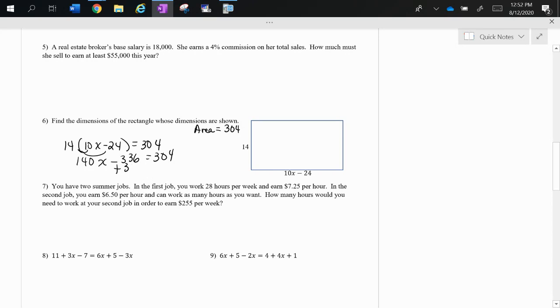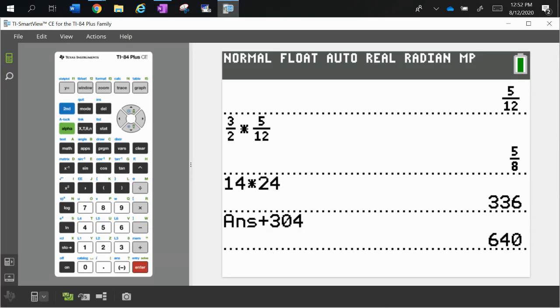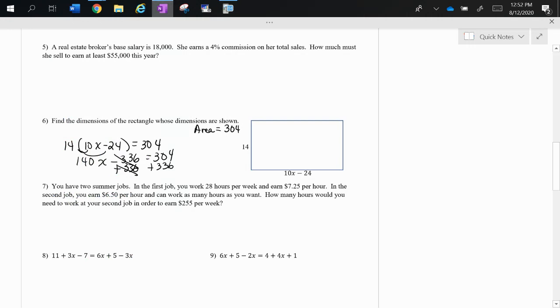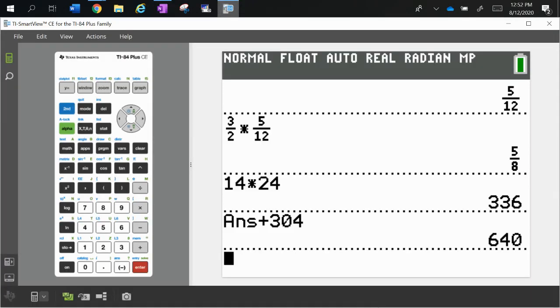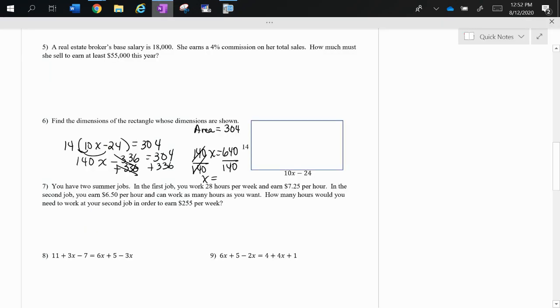I need to erase. And that is 336 plus 304, and that is 640. So I get 140 times x equals 640, and I'm going to divide both sides by 140. And I get about 4.57.